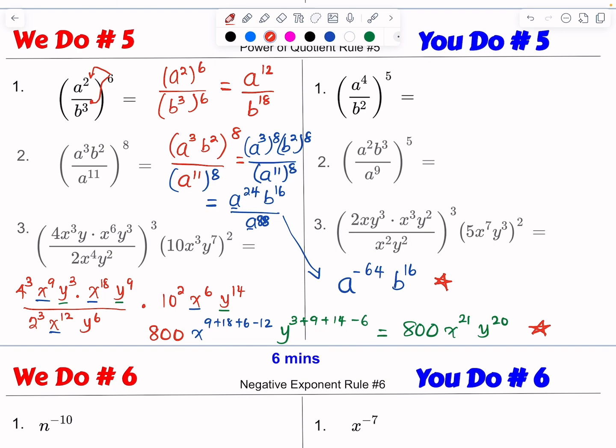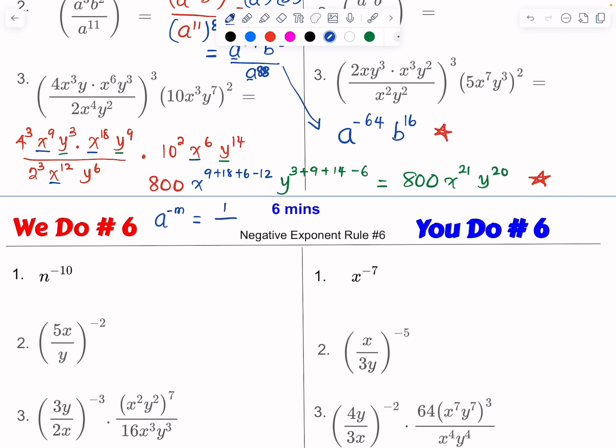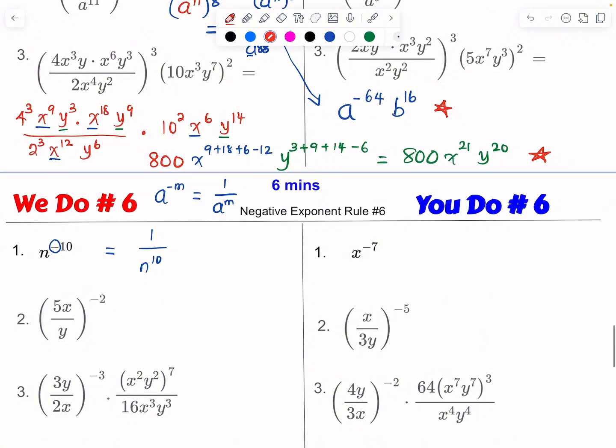Now let's go to rule number 6, which is called your negative exponent rule. A reminder about that rule is that if you have a negative exponent, all we have to do is to say 1 divided by, rewrite that thing without the negative exponent. So this one, I have a negative. All I need to do is to say 1 divided by n to the power of 10.